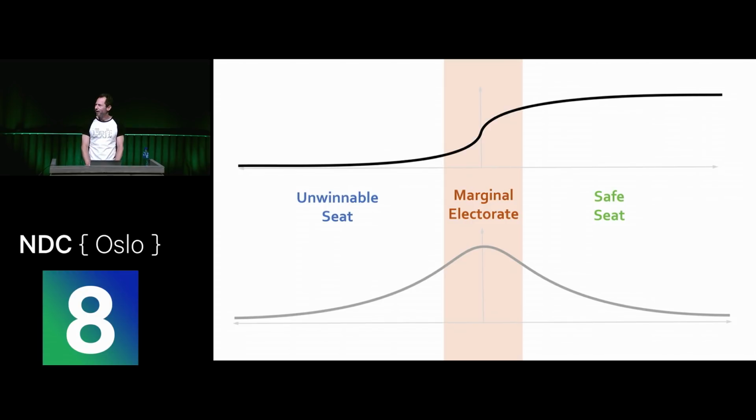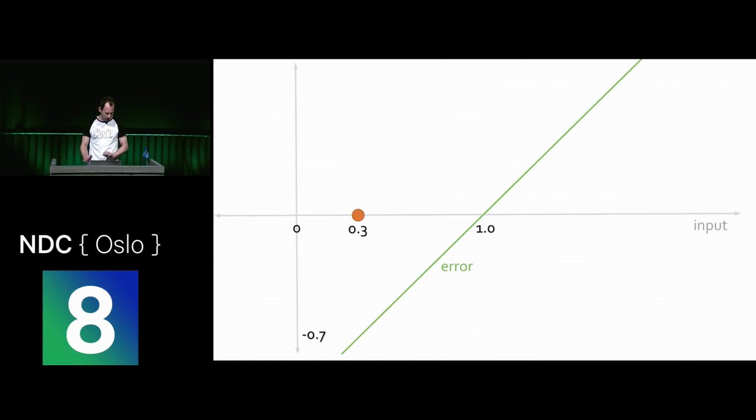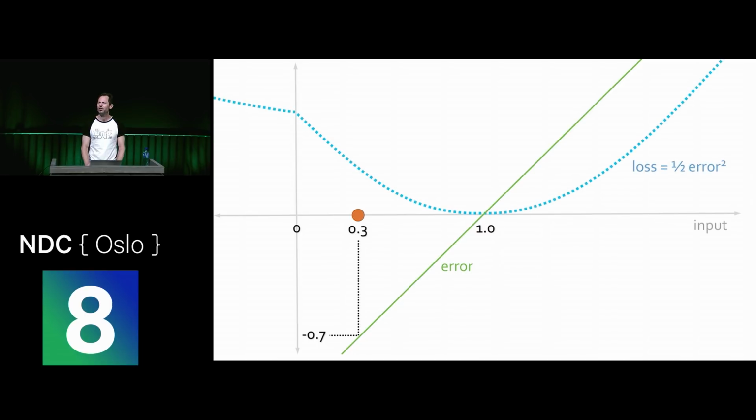Now, in terms of how we're calculating the square loss, minimizing the loss rather than the error, I've plotted here a graph showing you the error in green, and on the x-axis is the input. So when the input was 0.3, the error was minus 0.7. And you can see that if we shift the input to the right, that's going to improve the error. Now, let's plot the loss function on here. Remember, loss is half of error squared. That's what it looks like.